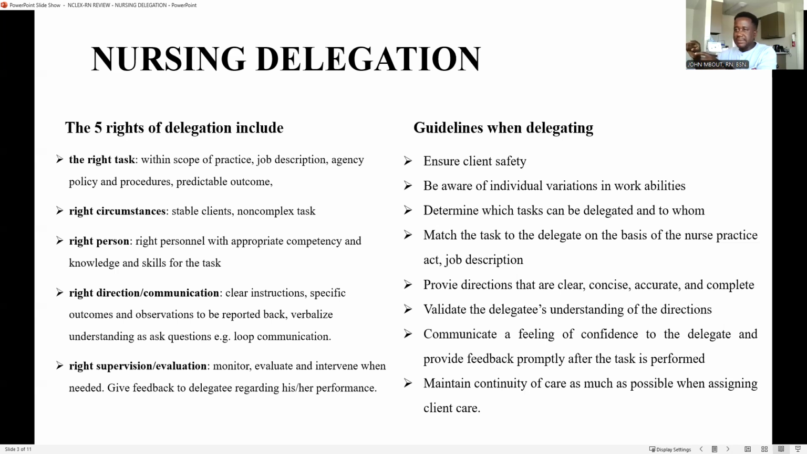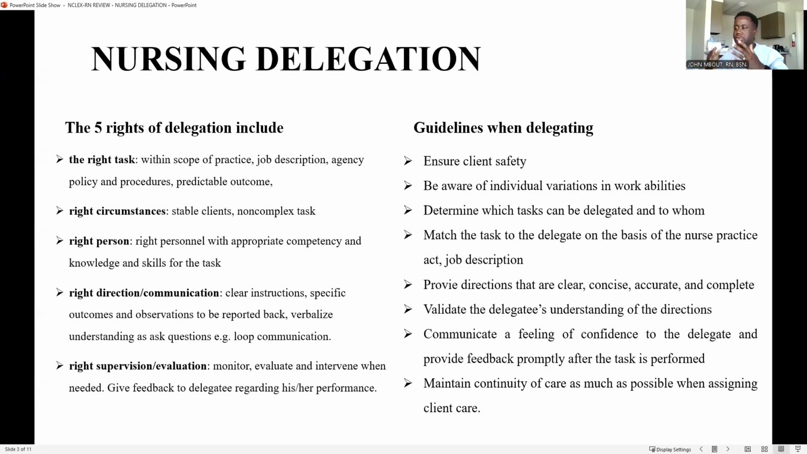The task I'm delegating should go to the right personnel, within the competency, knowledge, and skills of that personnel. You can take an LPN task and delegate it to a UAP, right? Four, the right direction and communication. When you delegate, make sure you give clear instructions and specific outcomes.